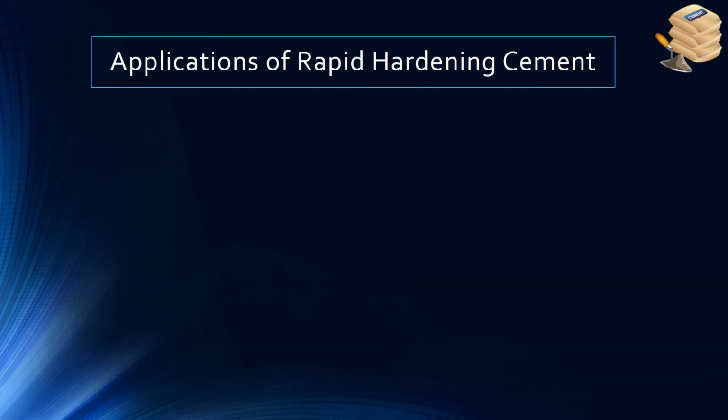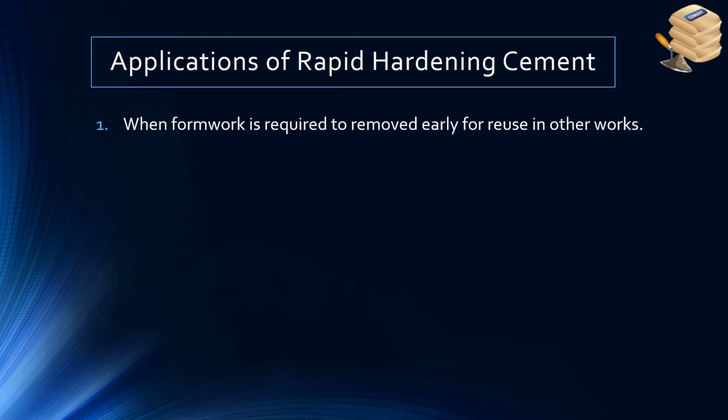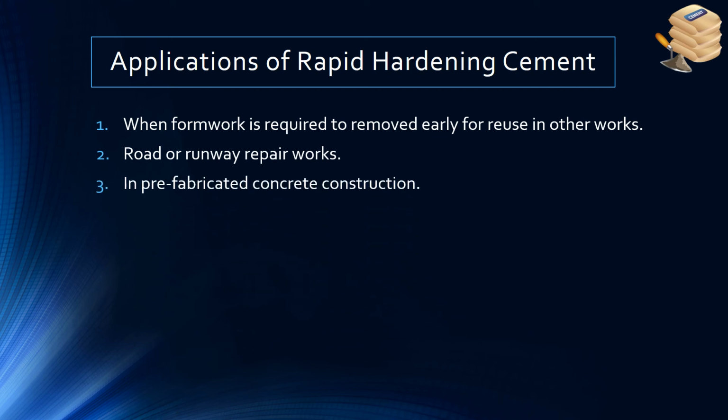Applications of rapid hardening cement. When formwork is required to be removed early for reuse in other works. RHC attains strength at early stage, so formwork is removed early and immediately we can use shuttering material or formwork for other work. Road or runway repair works. During repair work of road or runway, the traffic is stopped on that road. But we can't stop traffic for a longer time. So we have to do the repairing work as early as possible. That's why in such a case, RHC is used to minimize the traffic inconvenience. Also in prefabricated concrete construction.